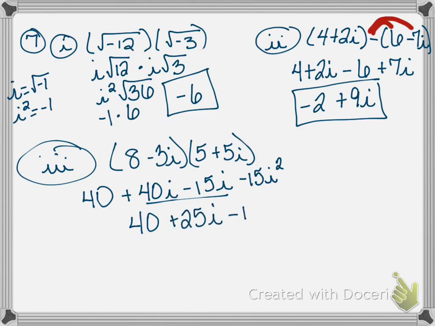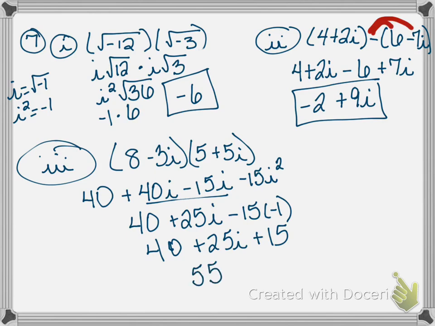But don't forget, i squared is negative 1. So that turns that negative 15i squared into positive 15. And we can go one step further. And so we end up with 55 plus 25i. And that is my answer to multiplying those two binomials together.